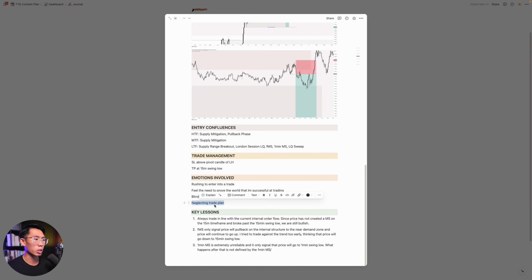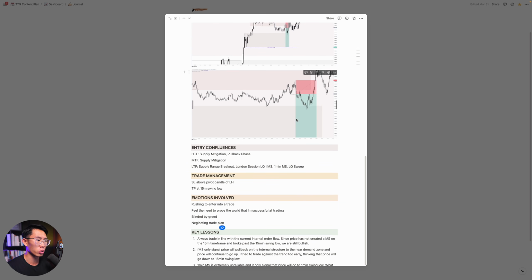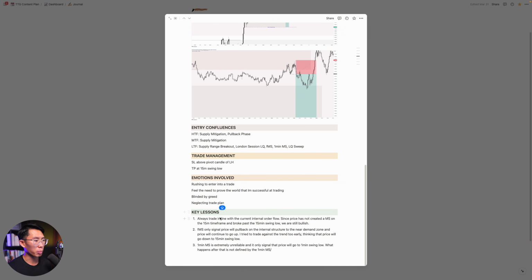Right, I can see right here, causing me to neglect my trading plan. I was a little bit blinded by my greed, and I was trying to trade on this 1 minute time frame, which is not really aligned with my plan. And this is something that I said: always trade in line with the current internal order flow. Since price has not created a market shift on the 50-minute time frame and broke past the 50-minute swing low, we are still bullish. So if you realize, this trade is the same mistake as the last trade.